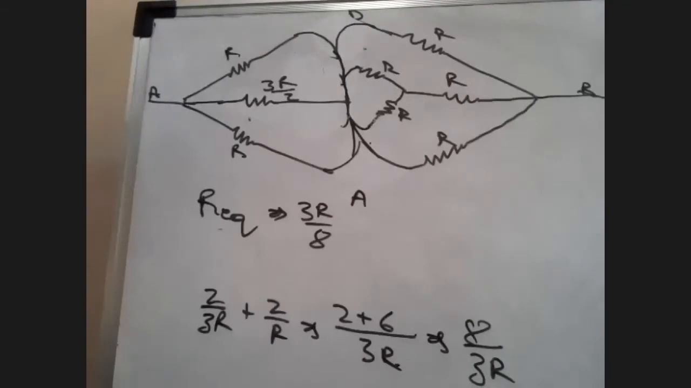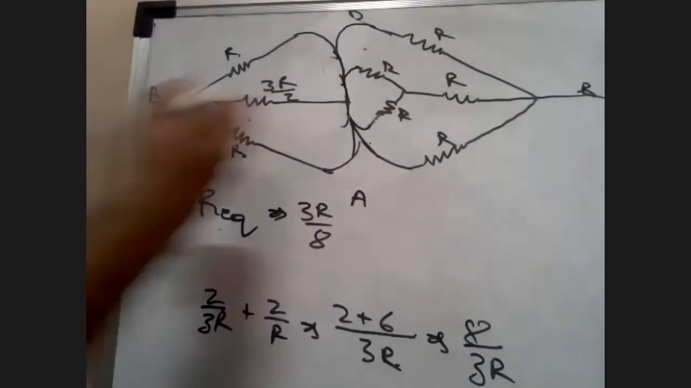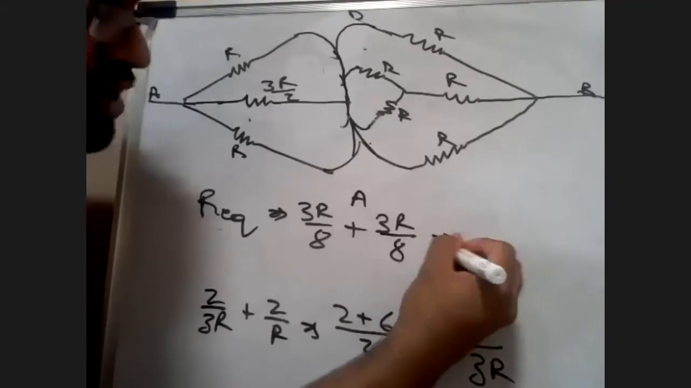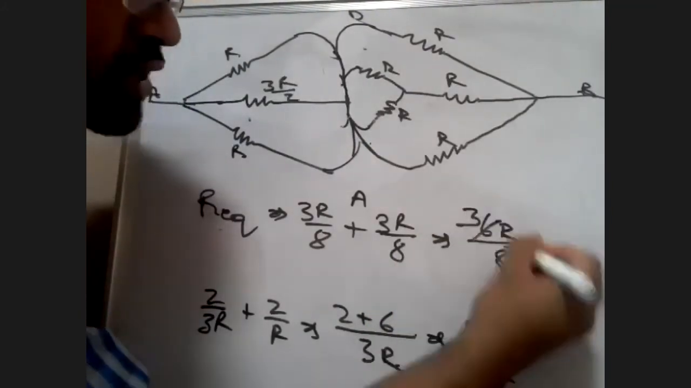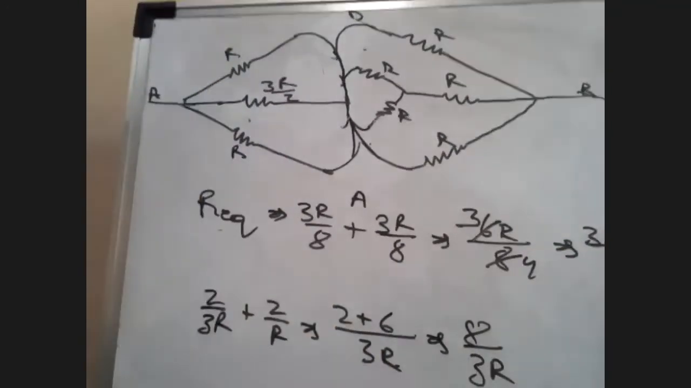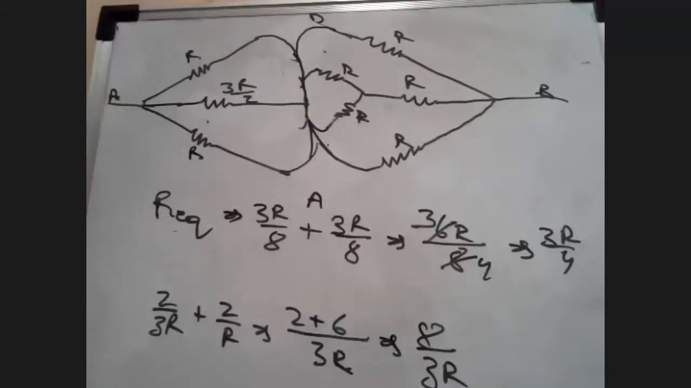Now I told you that we have to do it for both. So 3R by 8 plus 3R by 8. This will give you 3R by 4. So it is 3R by 4. This is your answer. Understood how to solve this sum?